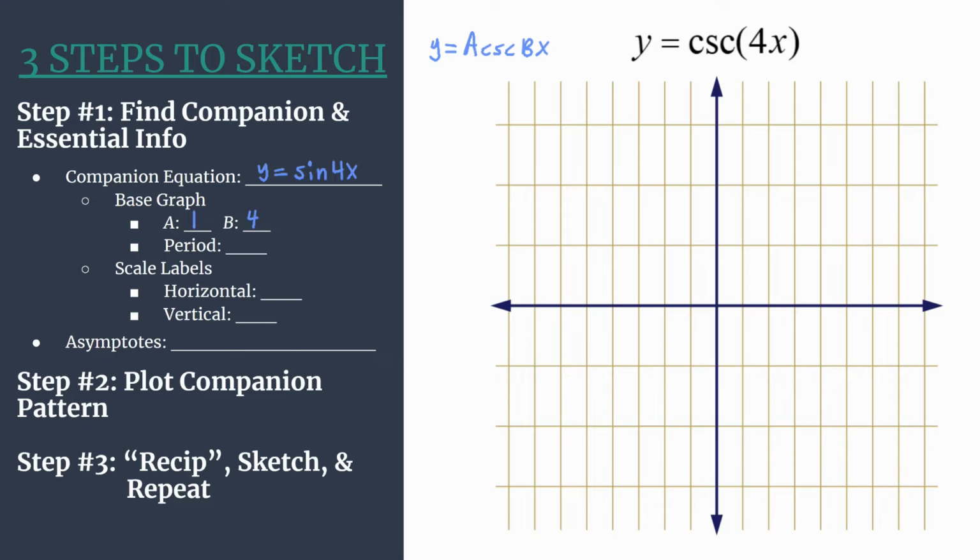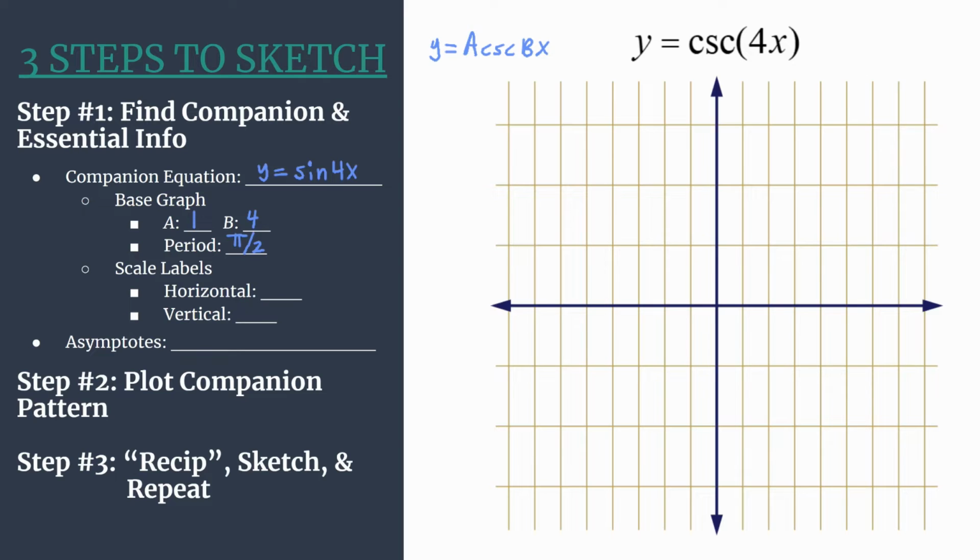Another thing B helps us find is the period. So calculate the period using 2 pi over b. We have 2 pi divided by 4, which simplifies to pi over 2. So our period, or the length of one horizontal cycle, is going to be pi over 2. Now that we have that information for our base companion graph, we can choose scale labels.